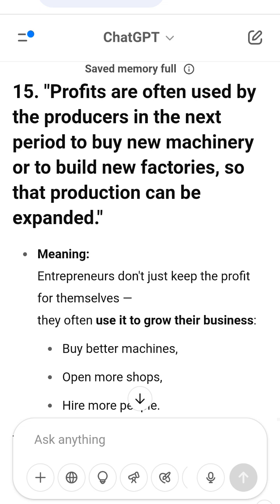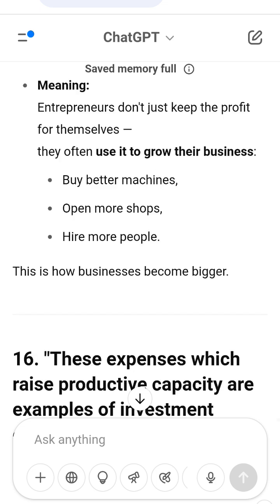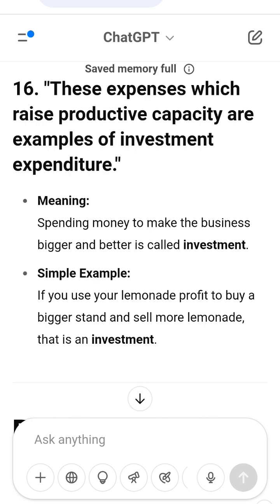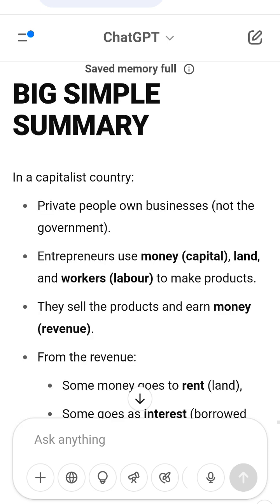They can use this profit in two ways: keep it for themselves or reinvest it into the business, like buying new machines, opening new factories. When they spend profit to grow the business, it is called investment. Investment helps the business to produce more goods in the future.